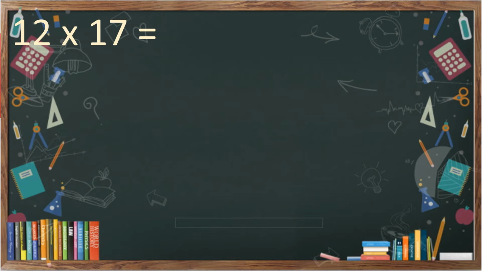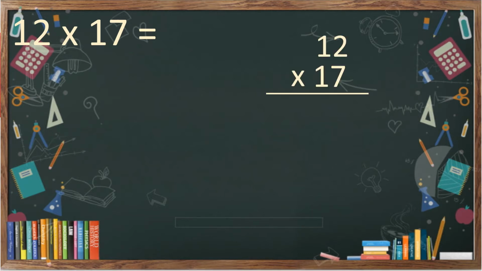12 times 17. To do this, we need to use the multiplication method and write it down. It looks like this. Next, we will see what 7 times 2 is. 7 times 2 is 14. So under the 7, we will write 4. Next, we will write the remaining 1 on top of the 1 in 12.